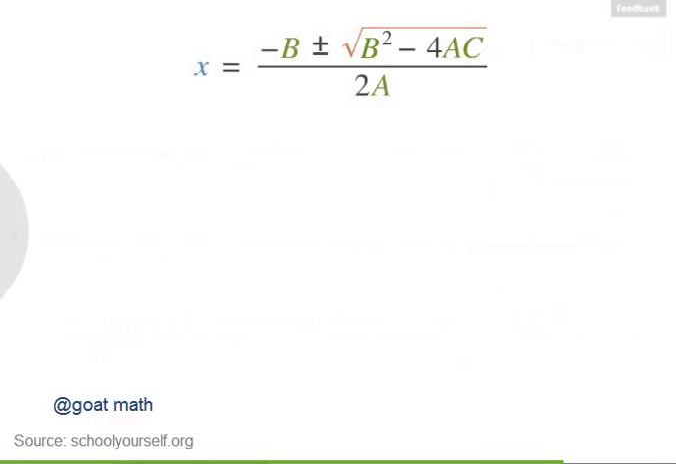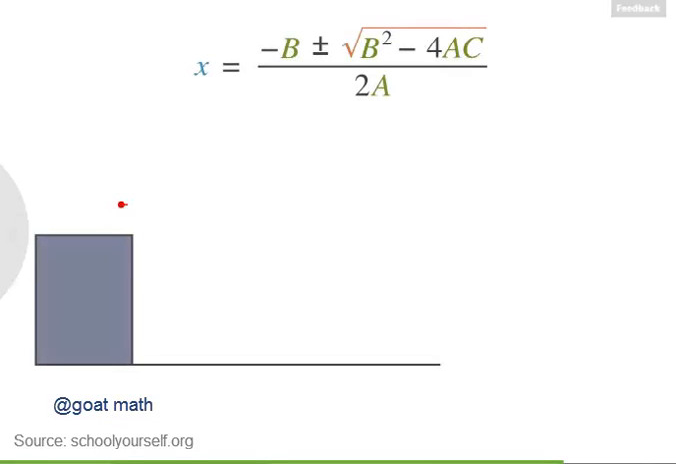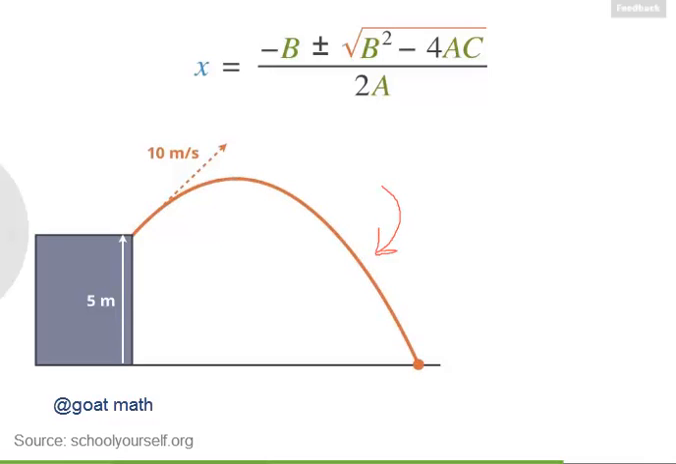Okay, let's finish this lesson with a real-world example. Suppose you're standing on a building over here, and let's say this building is 5 meters tall, and you throw a ball up in the air at 10 meters per second. Now, if you've ever thrown something, you know that what goes up must come down, and the ball follows a path or trajectory like this, which looks suspiciously like a parabola. Well, it is a parabola.